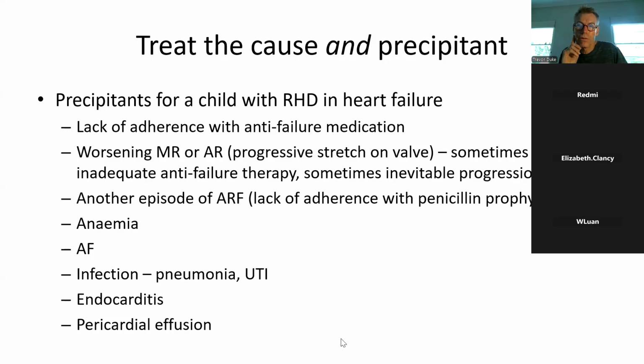they'll go into heart failure if they've got underlying rheumatic heart disease. So think about their hemoglobin, think about whether they're in AF or not, and think about whether they've got some other infection. It doesn't have to be severe sepsis. If they've got a respiratory infection, a urinary tract infection or a pneumonia, they're likely to have a deterioration. Sometimes a child will have endocarditis, so think about that because they've got underlying valvular heart disease.